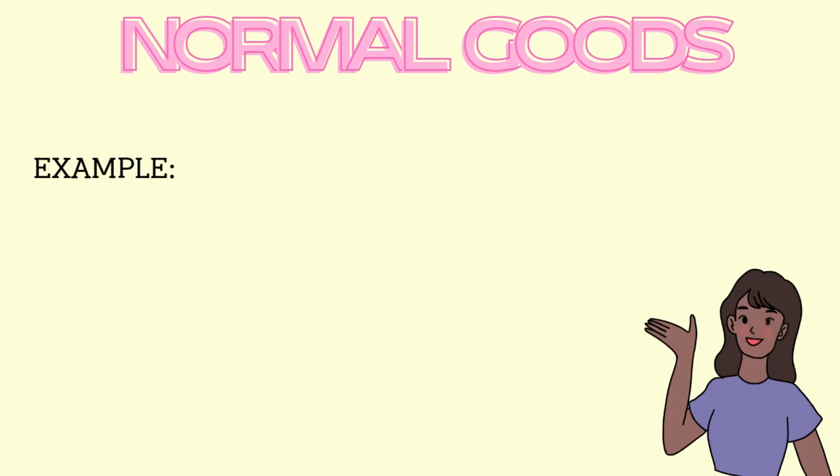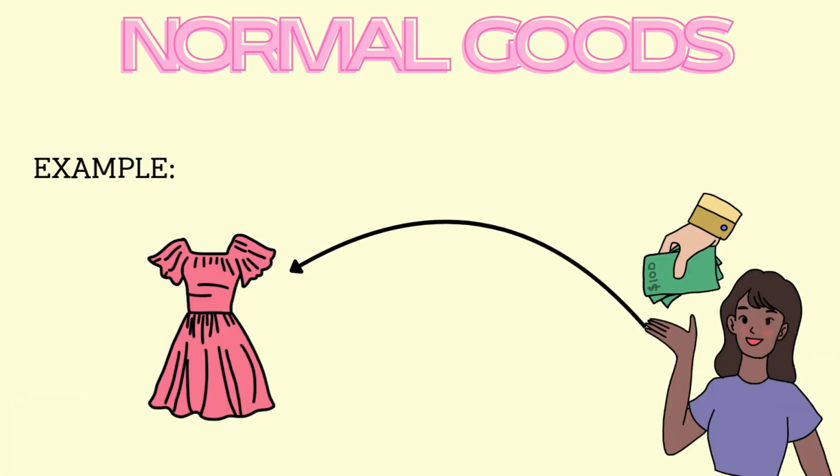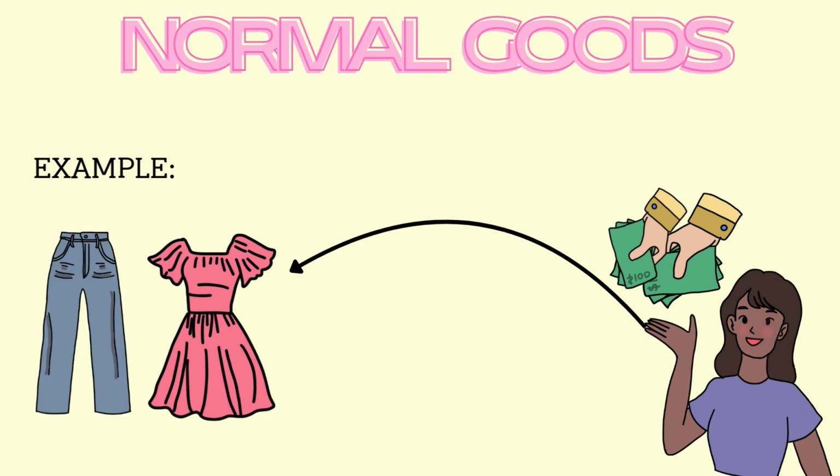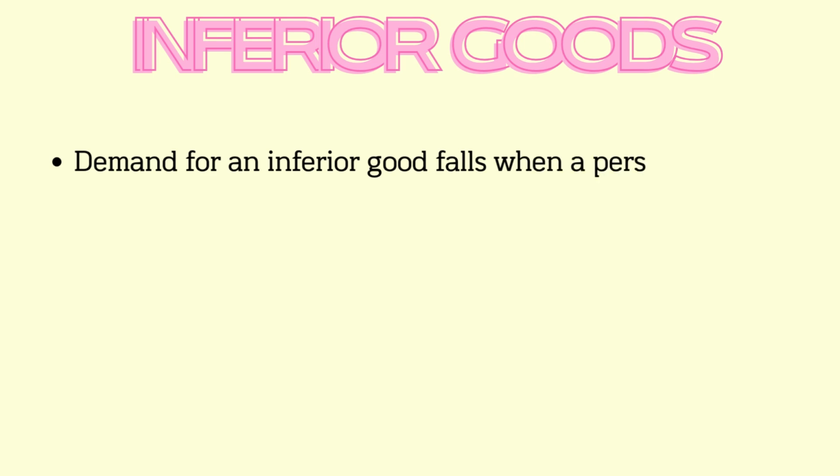Let's look at this example. We have Betty, who usually purchases a dress when she receives her salary. This time she has received a bonus. So she has decided to get a pair of pants too. Clearly, clothes in this example are a type of normal good. The other type of goods are inferior goods. The demand for inferior goods falls as a person's income increases.